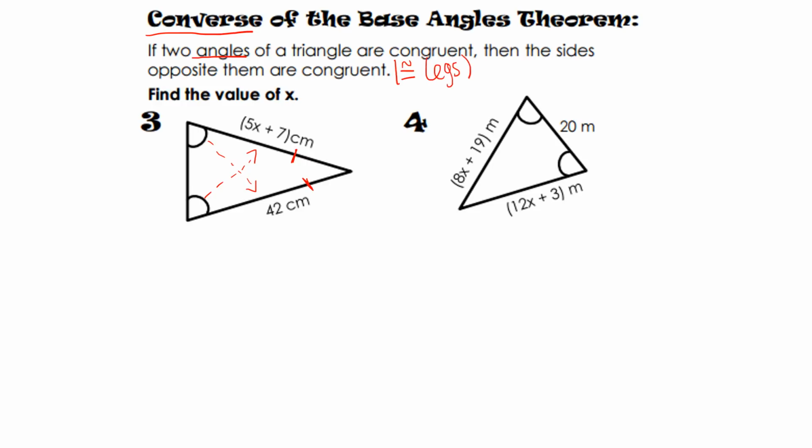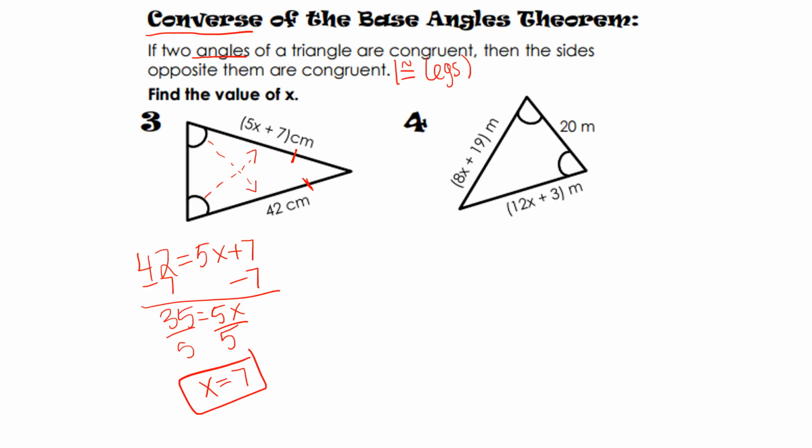All right, so let's set up our equation so we can find the value of x. We have 42 is equal to 5x plus 7. All we have to do now is solve for x. 42 minus 7 is 35, equal to 5x. Divide both sides by 5. X is 7. Simple enough.